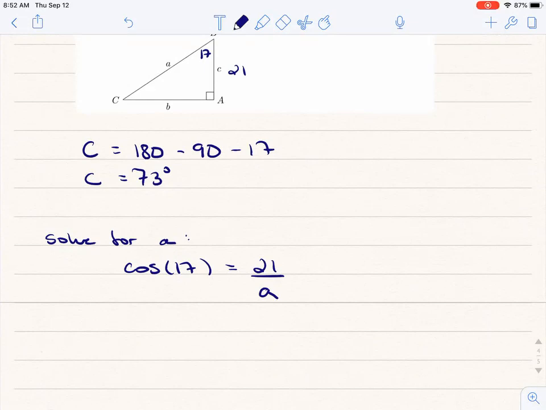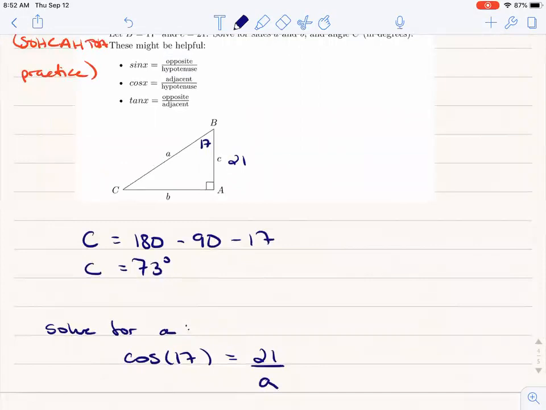Adjacent is next to. Okay, good. Opposite is the across. Yeah, I think that makes sense. So this is the hypotenuse. From B, this is the opposite, and this is the adjacent because it's next to.